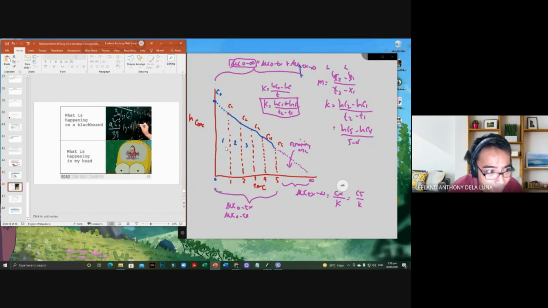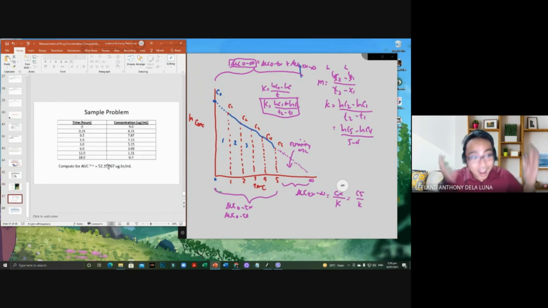So, dinagdag ko ito. Sabi ko mamaya kung ano sinusulat ko dito sa board ko. Kasi ito yung nangyayari sa utak ninyo. Right, so, I hope hindi naman. Okay. Allow me now. Woohoo! Yan na. Allow me, class, to compute.